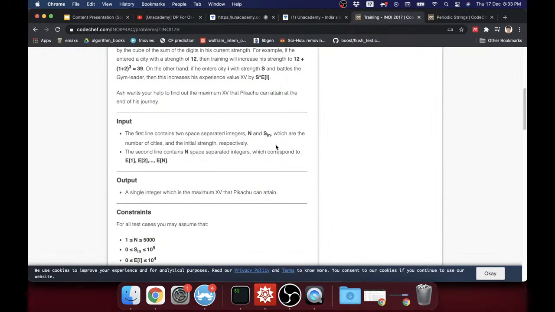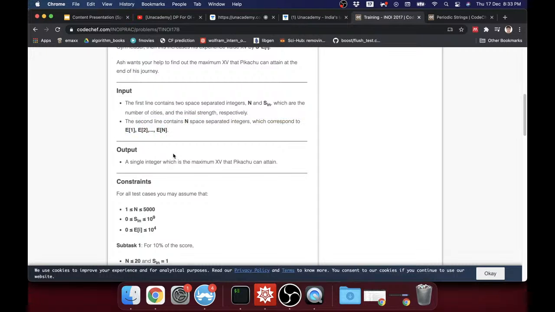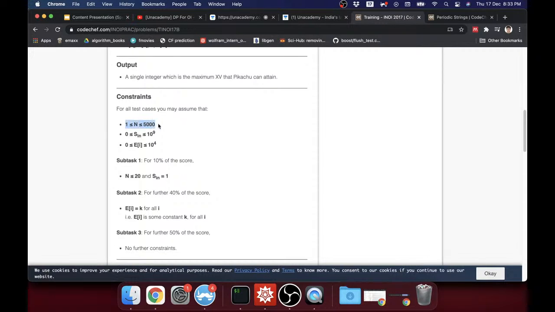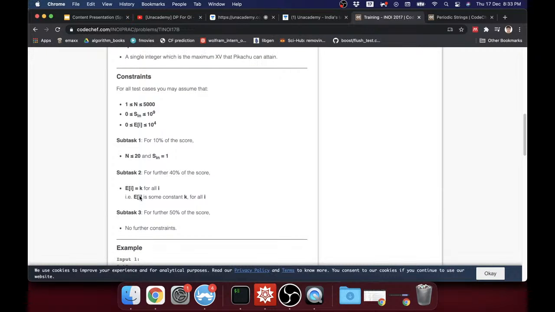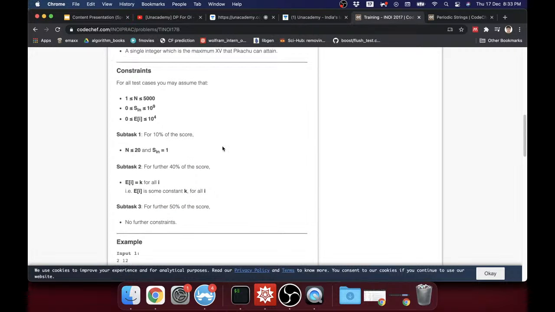So that's the constraint. Now you're given n and s initially. Then you're given all the experiences of the gym leaders, and your experience is 0 at the start. So look at the constraints. N is 5000. S initial is pretty big. EI is also reasonably big. So probably we can say that complexity shouldn't have S initial from first glance. That's a good guess if you want to make. And here n is less than or equal to 20, here it's constant for all of them, and this is the final subtask, basically 5000.